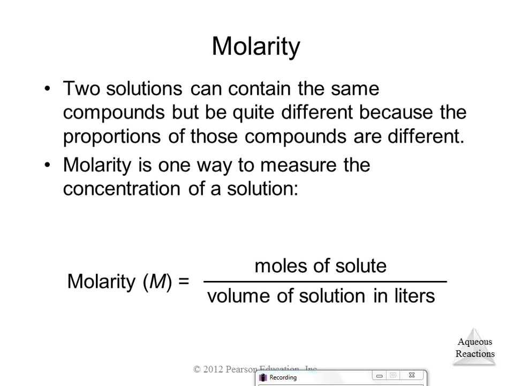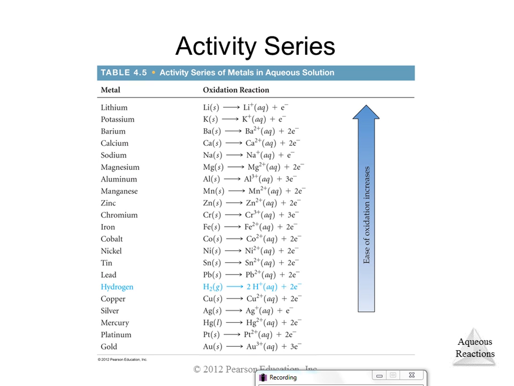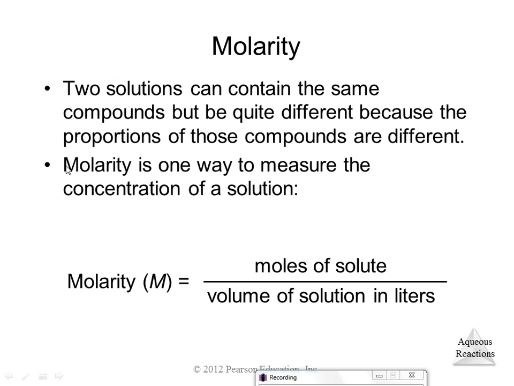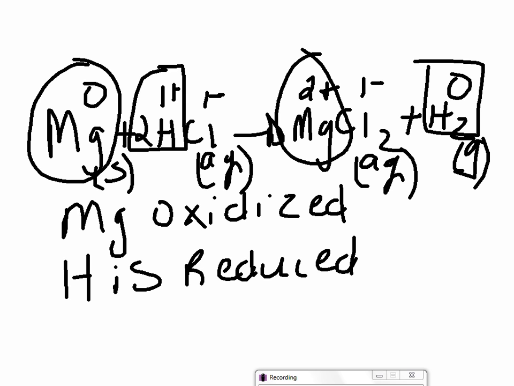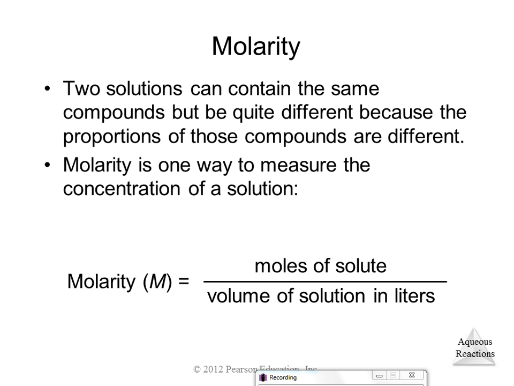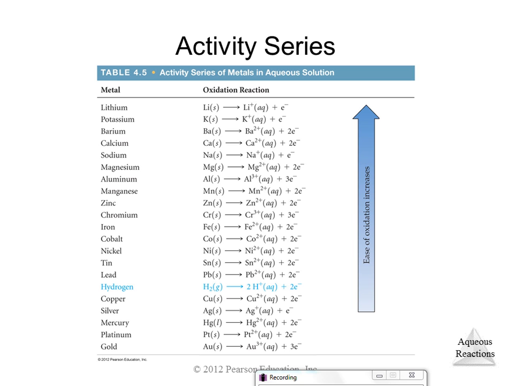Now, going back. That happened because here was magnesium on the table. Magnesium's on the table at pretty high. Hydrogen is down lower, so magnesium kicked hydrogen off. Here's another example.